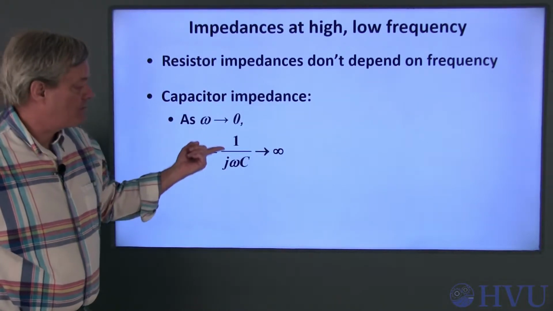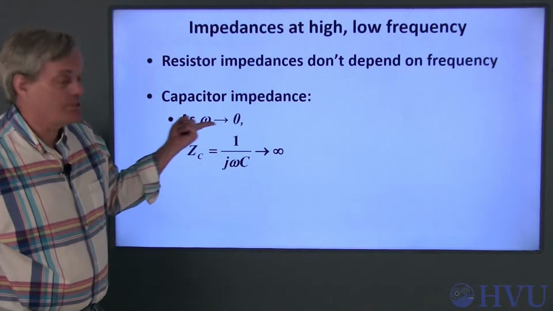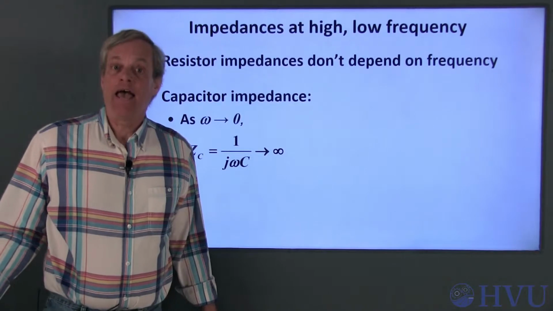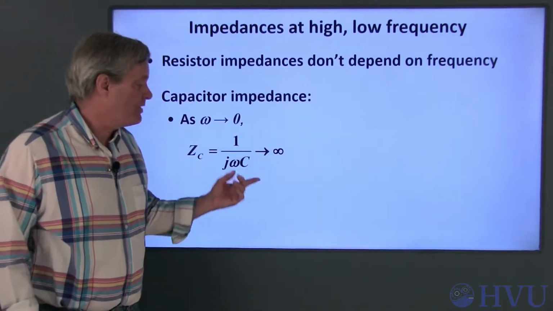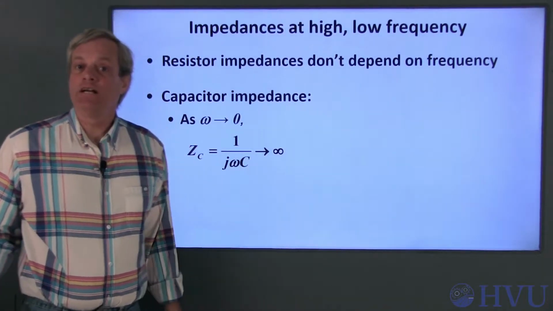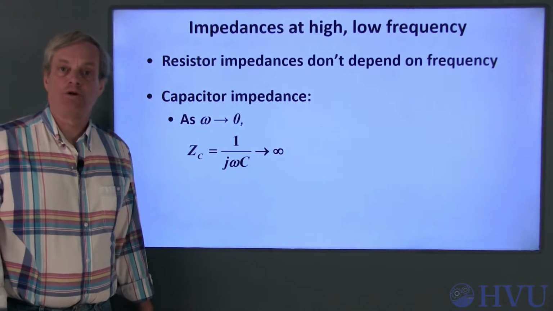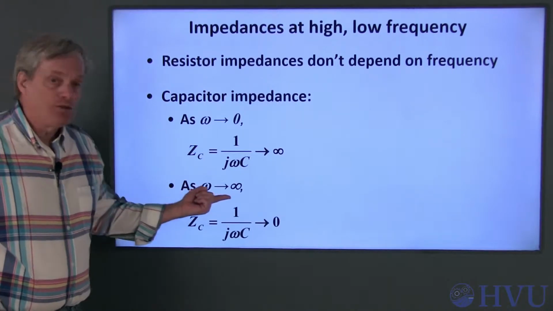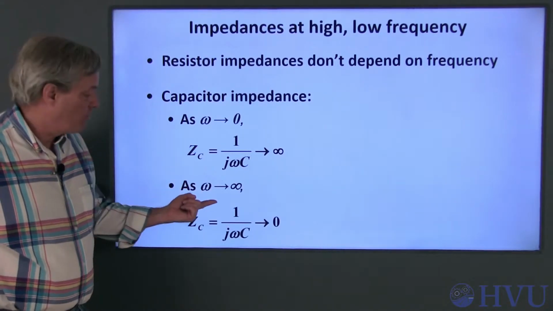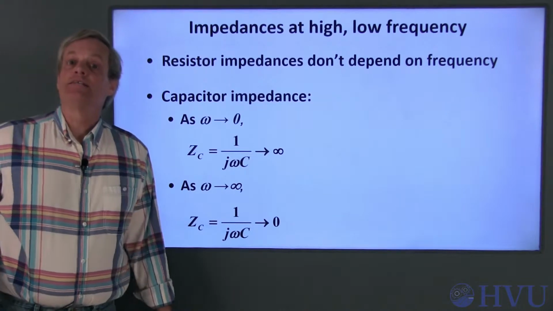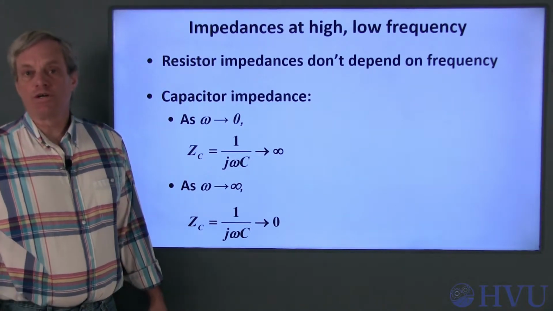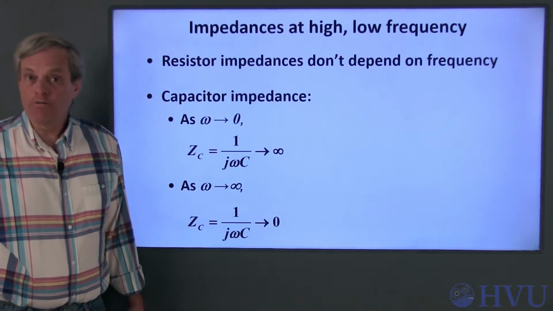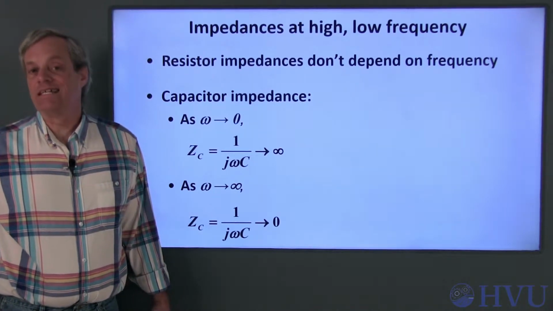A capacitor impedance is 1 over j omega C. As the frequency goes to 0, this becomes 1 over 0, which is infinity, and a capacitor has infinite impedance if the frequency is very low. An infinite impedance allows no current to flow, so in this case the capacitor behaves like an open circuit. As the frequency goes to infinity, the capacitor impedance is 1 over infinity, which is 0. Since impedance is the ratio of voltage to current, this means that there's a 0 voltage difference across the capacitor. At very high frequencies, the capacitor looks like a perfect conductor.